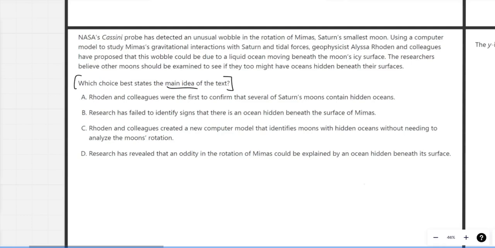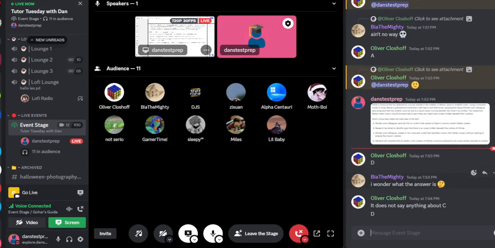Okay. It doesn't say that they were the first to do this. It doesn't say that it's failed to identify signs. It suggests that there might be signs. It doesn't really say that they created a new computer model, and so I would just say they revealed an oddity in the rotation, or the unusual wobble, could be explained or could be due to a liquid ocean. I mean, yeah, that's directly in the passage. For some of these easier reading questions, that will be the case.